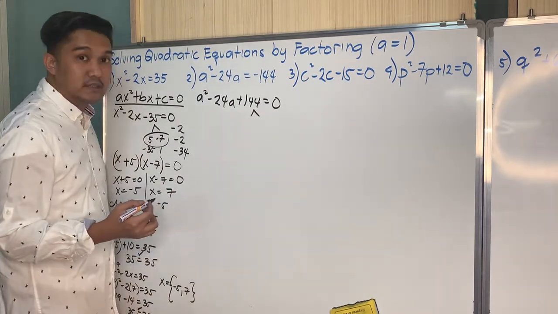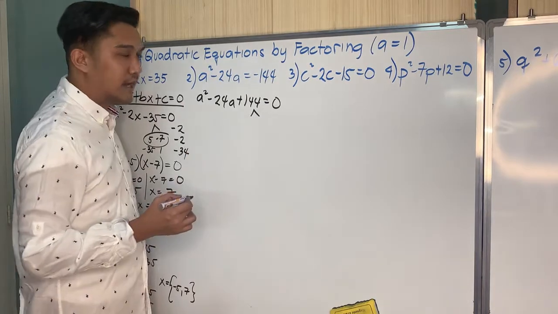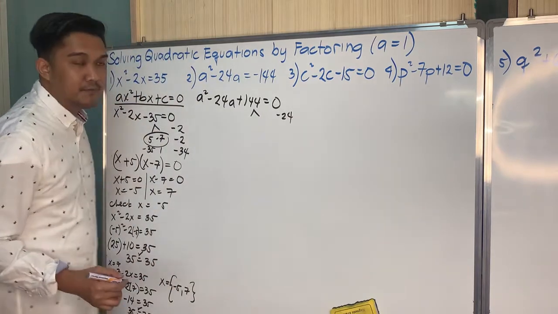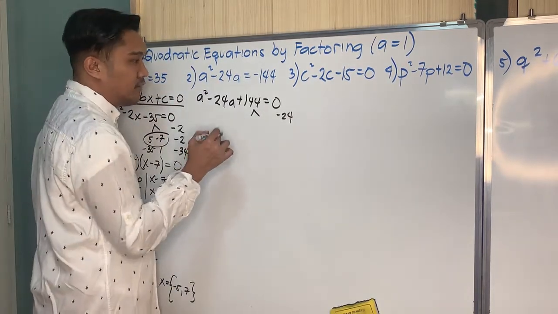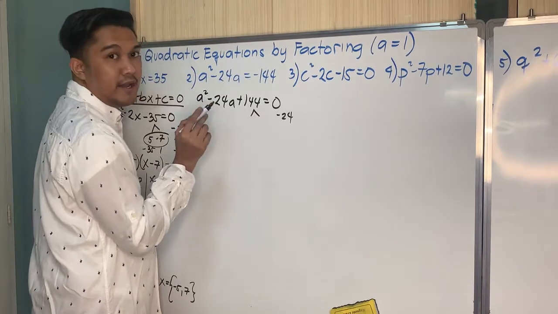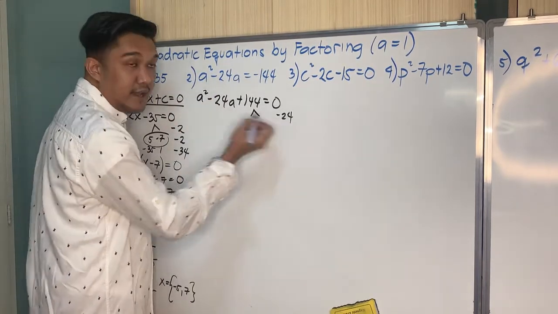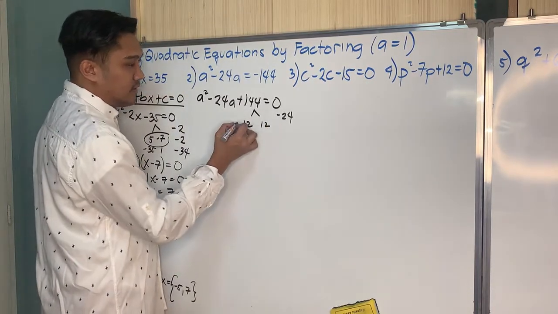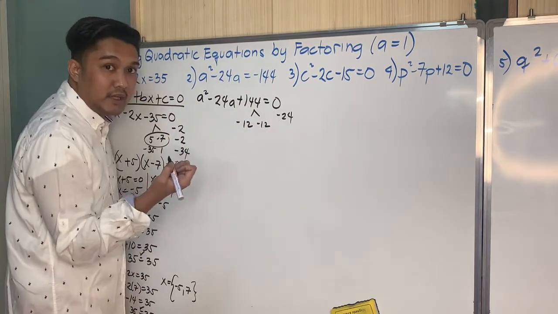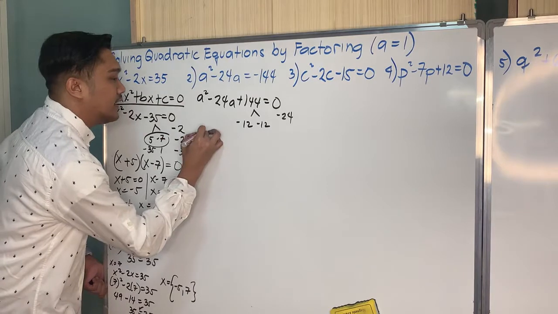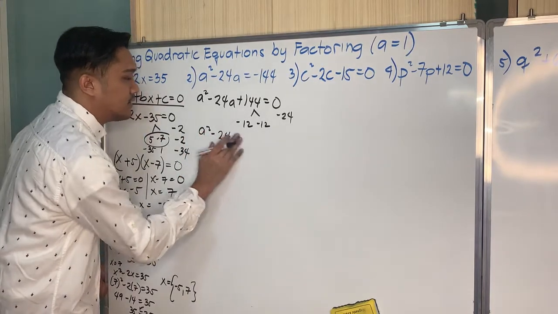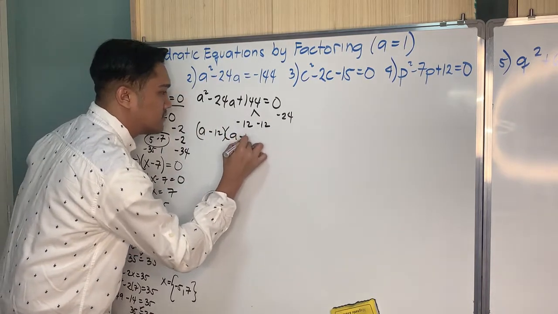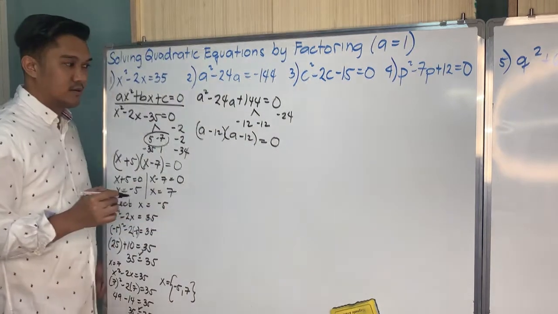Factor natin yung quadratic trinomial. So, magiging 144. Factor mo yung 144 na ang sum ay magiging negative 24. So, ibig sabihin, kung positive ito, yung dalawang factor ay pareho ng sign. So, pareho siyang negative. So, let's try 12 and 12. So, kung parehong negative, negative 24. So, pasok agad siya. A squared minus 24a, a minus 12 times a minus 12 is equal to 0.